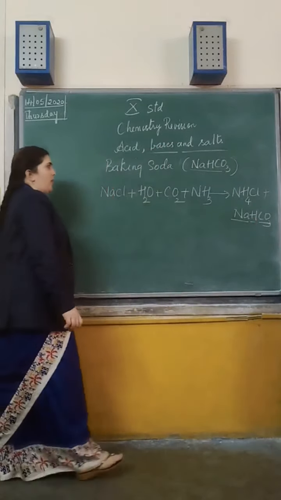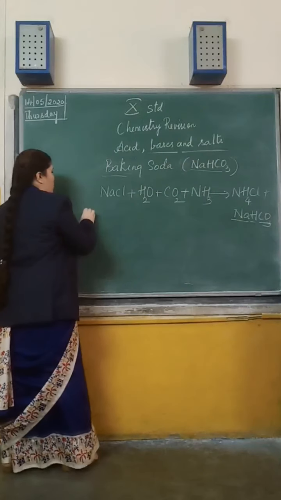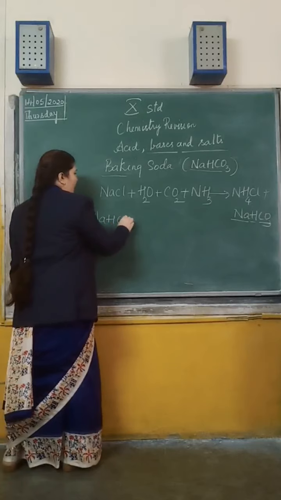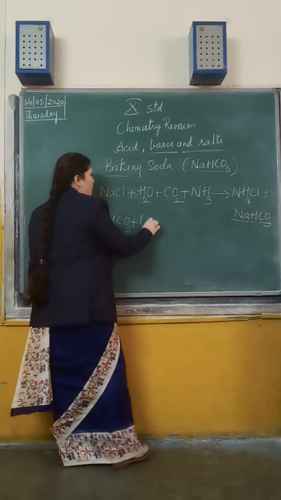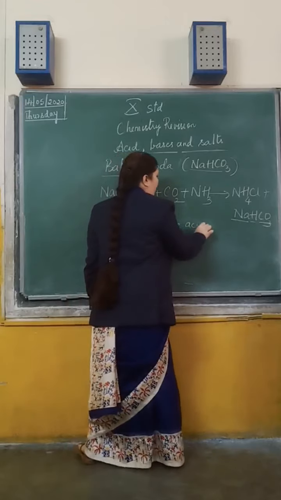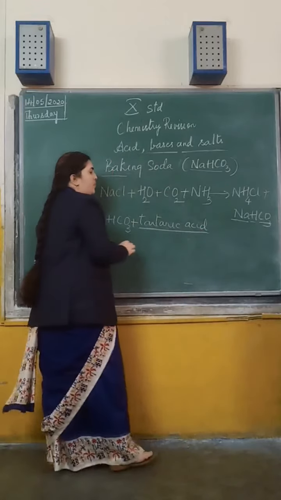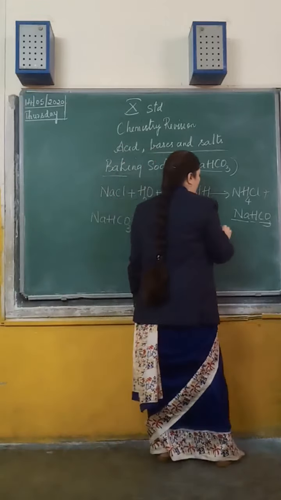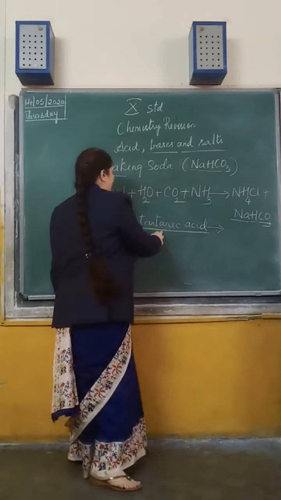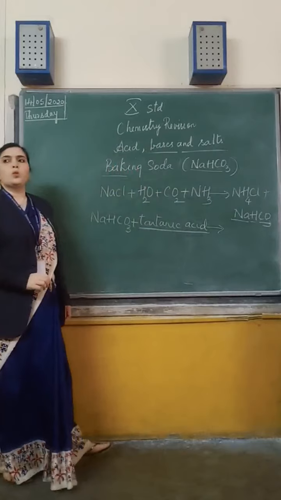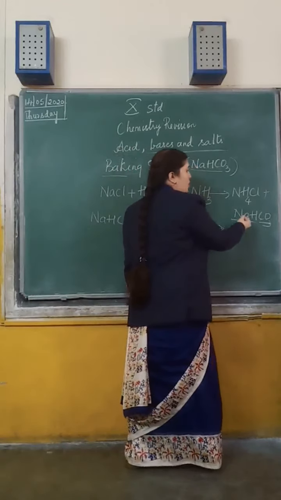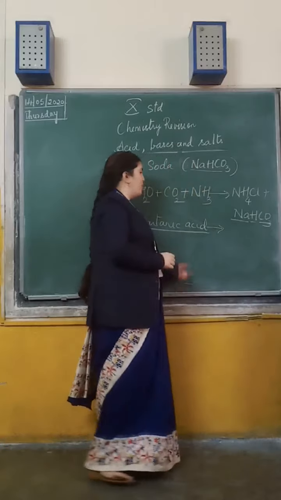To this baking soda, some tartaric acid is added. Tartaric acid is a weak acid, an organic acid, and you get it from tamarind. When that acid is added to sodium bicarbonate, you get baking powder. It is the same as sodium hydrogen carbonate, but extra, what are they adding?